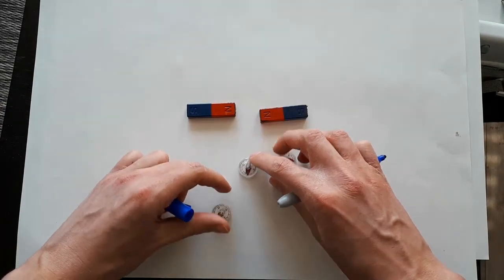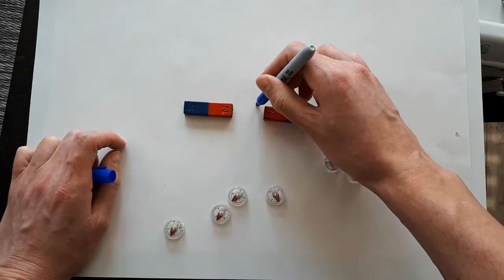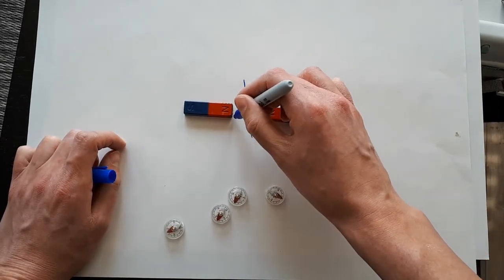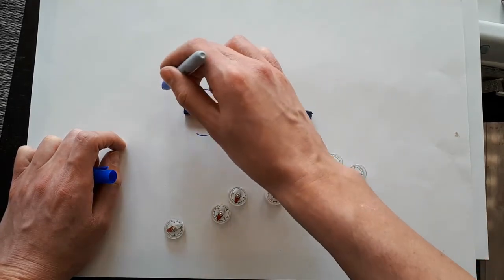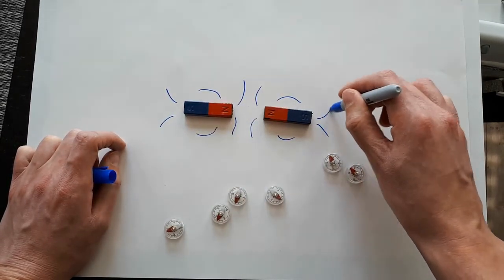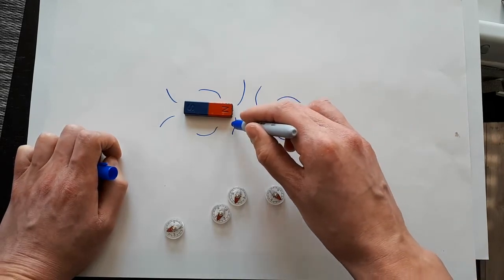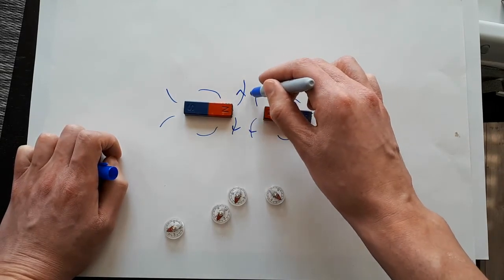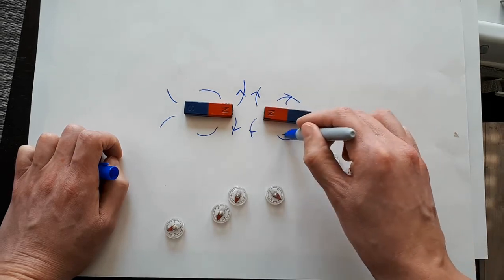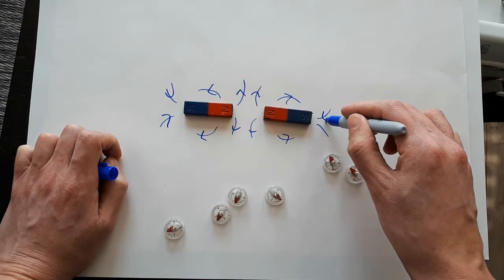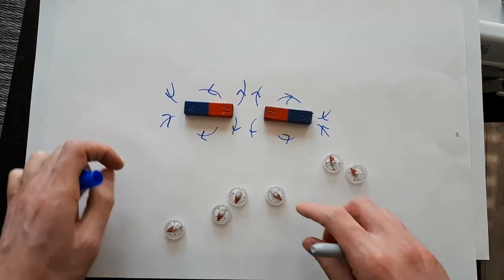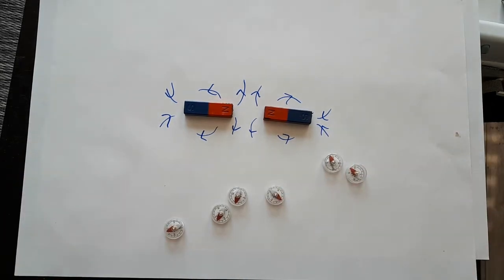So if we were to draw these field lines, again, they're going to be out from north, but they're going to be repelling and towards south. So if I were to draw these field lines at these different points, they would be out from the north pole of the magnet and towards the south pole of the magnet. So we use a compass to define the direction of a magnetic field.